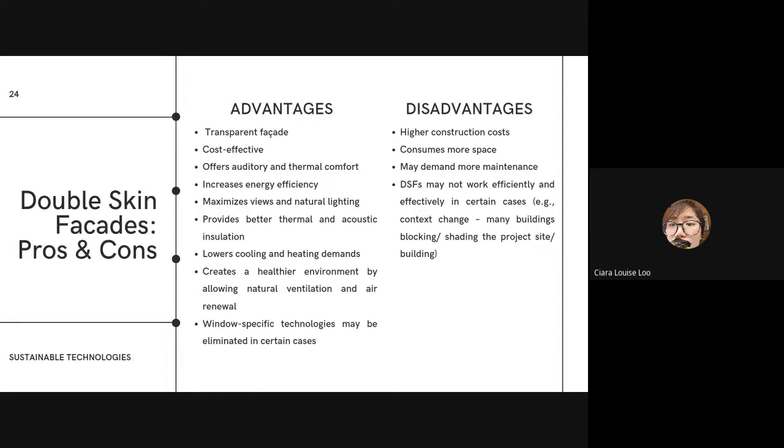So, the disadvantages of having double skin facades is that it's very expensive. Its upfront costs are expensive and it consumes a lot of space, like your concern a while ago, sir. Yes, and it can demand a lot of maintenance and it may not work efficiently if it's not built in the right manner or if you don't consider the site context properly. Yes, thank you. That's all for my part.